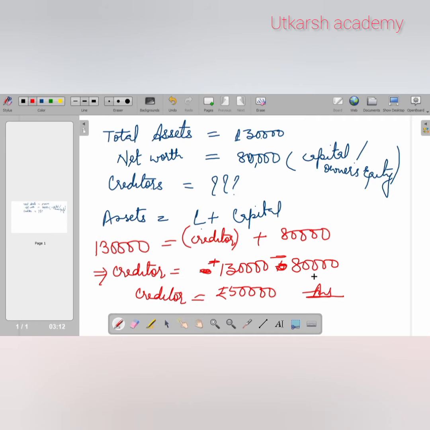So these are the short type questions. You have to just focus on the mathematical expression, that is assets is equal to liability plus capital. These type of questions are very common in examination.